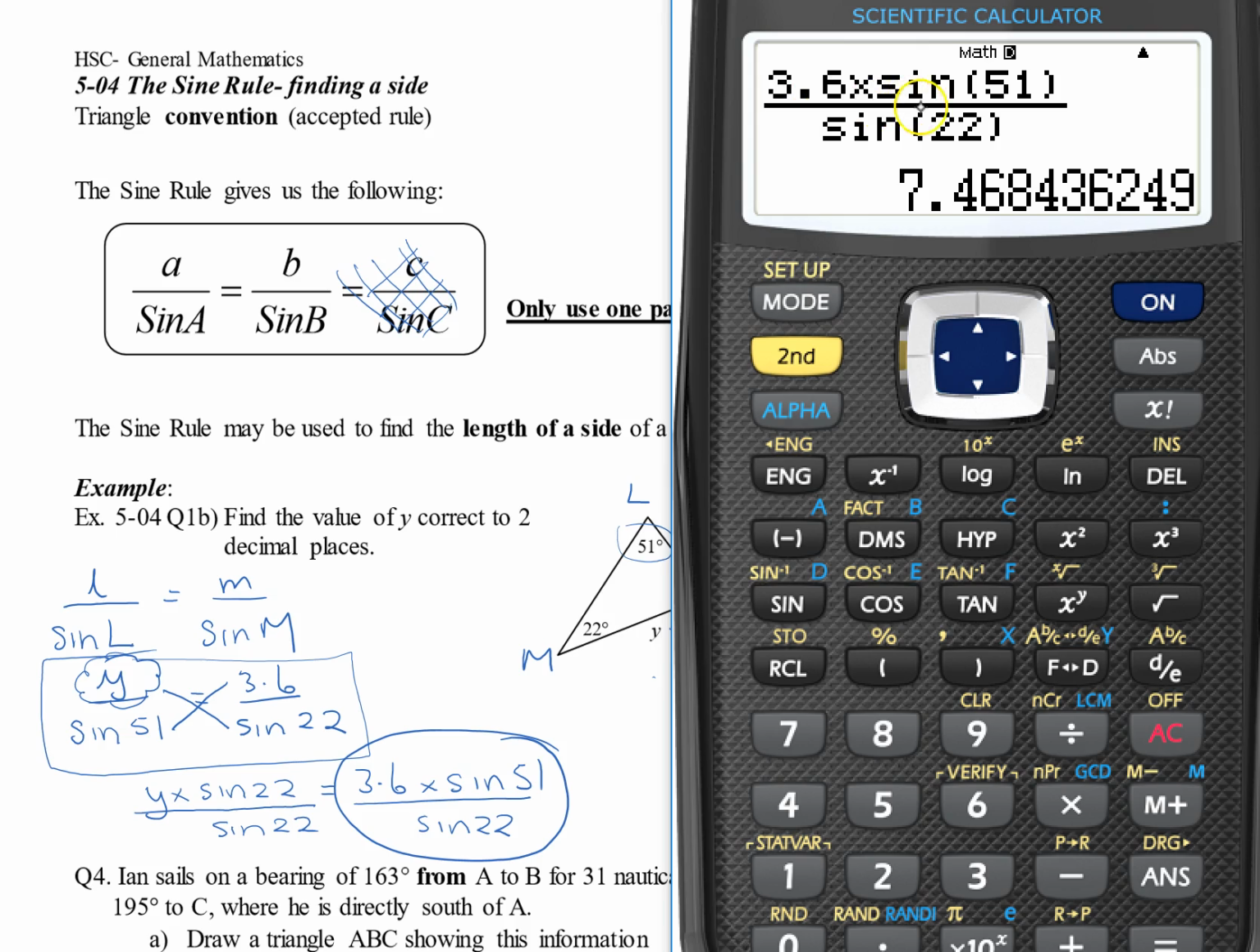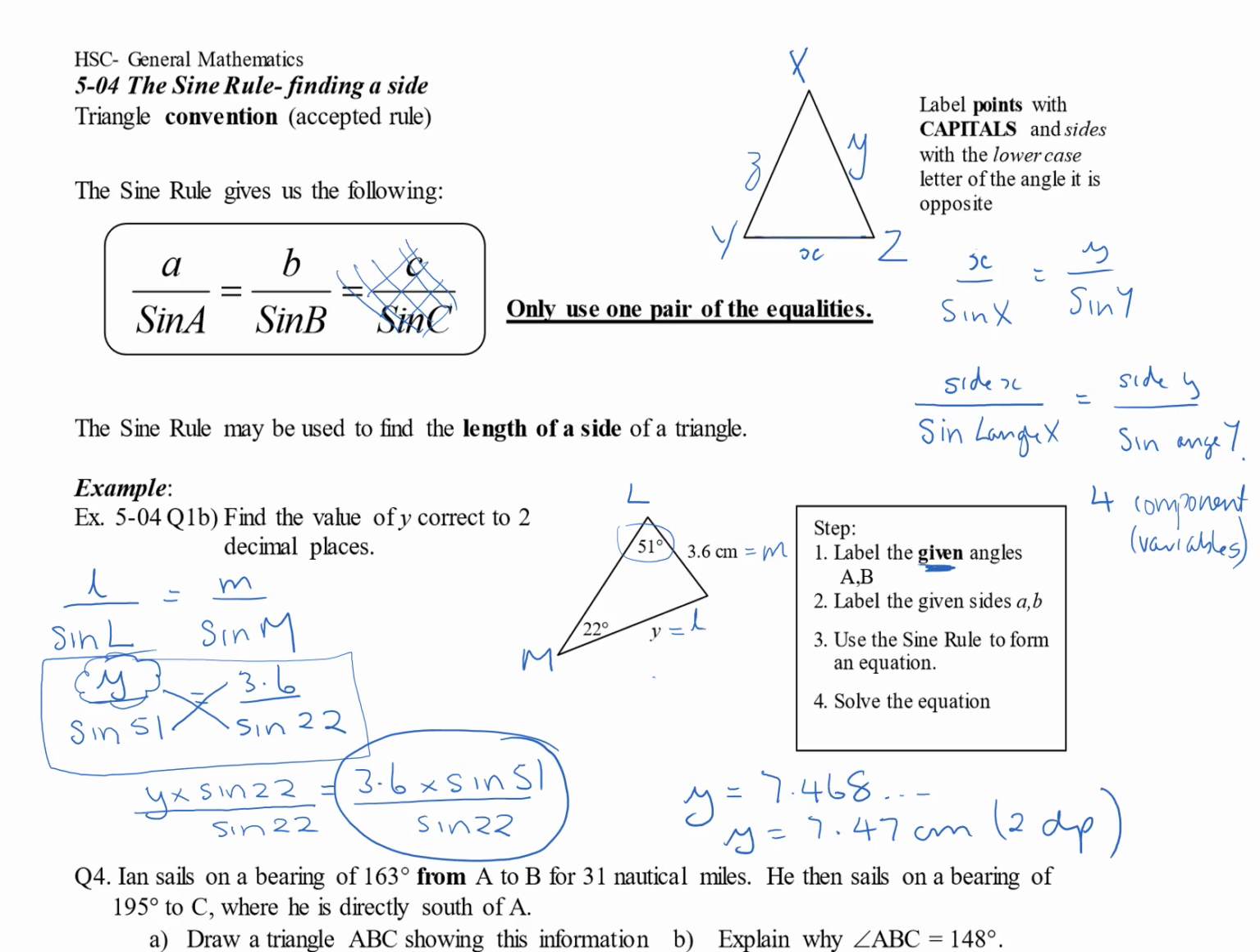The 3.6 sine 51 over sine 22 is giving an answer of 7.468. You're required to give the answer to 2 decimal places. I'll write the 7.468 and then round it off. There you can see I've rounded it to 7.47, since the 8 rounds the 6 up to a 7. I'm going to stop the video there and I'll do the next example in a different video.